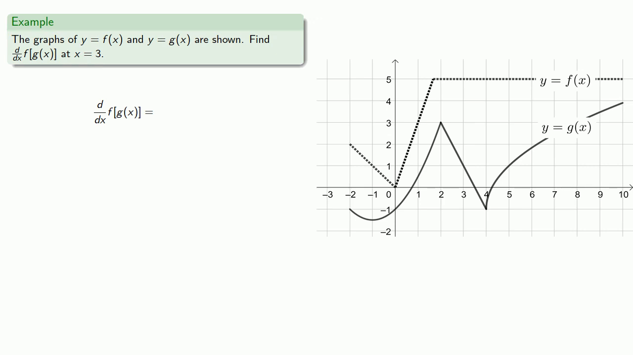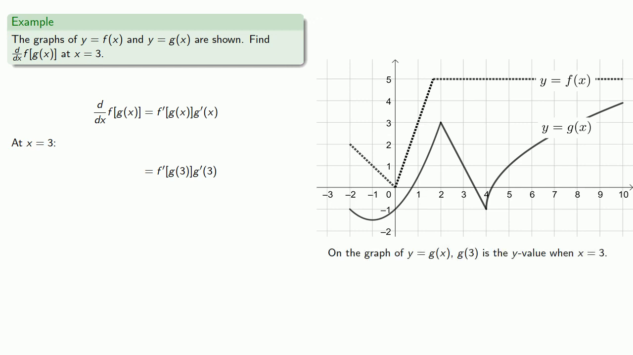So first, we can apply our chain rule. And we want to find the derivative at x equals 3, so equals means replaceable. Every place we see an x, we'll replace it with a 3. And so it seems the first thing we need to worry about are the values of g of 3 and g prime of 3. So on the graph of y equals g of x, g of 3 is the y value when x equals 3. And so now we notice that y equals g of x goes through the point 3, 1, and so g of 3 is equal to 1.